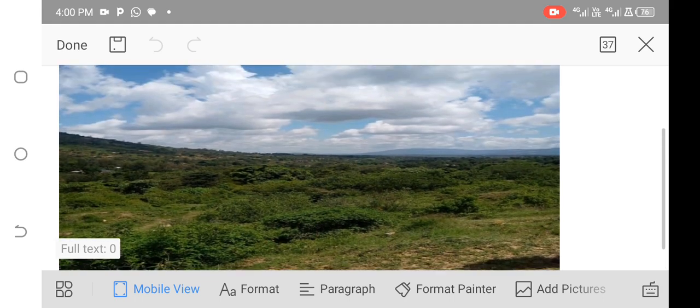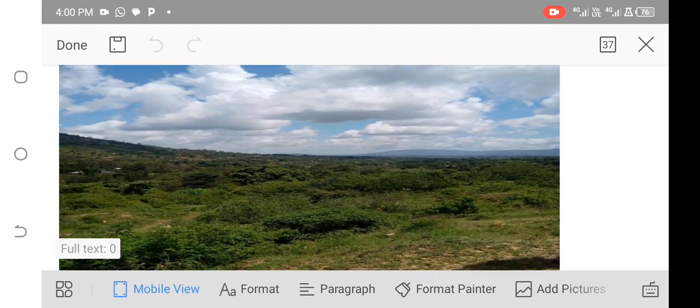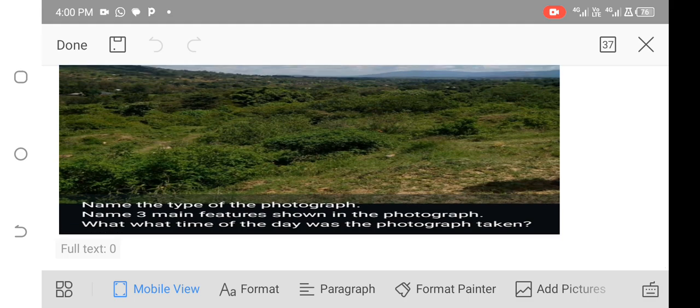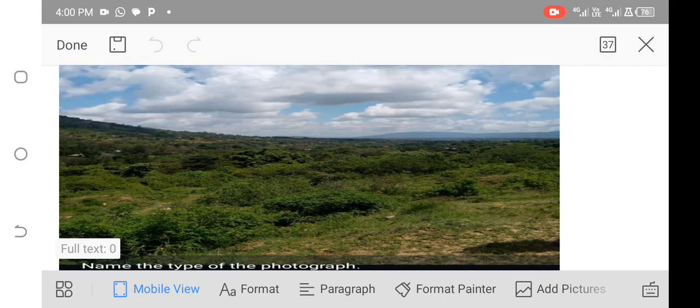So we have some bushes, we have house settlements, we have mountains, or is it hills? What else? The ground. Yes, any three. So the main is the scenery, there's also grass. Yeah. What time of the day was the photo taken?